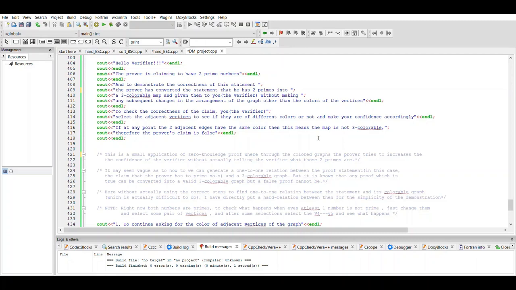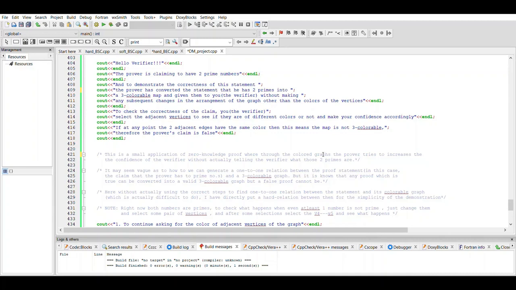Okay, so this is my code for the zero knowledge proof demonstration. This is basically a small application of zero knowledge proof where, through the use of a colored graph, the prover tries to increase the confidence of the verifier without actually telling the verifier the details about the proof statement. In this case, I have taken a proof statement that the prover has two prime numbers and has to make the verifier believe this too by the use of the three colorable graph.